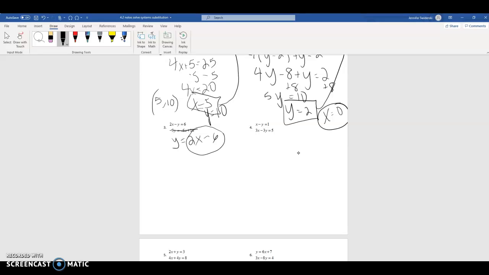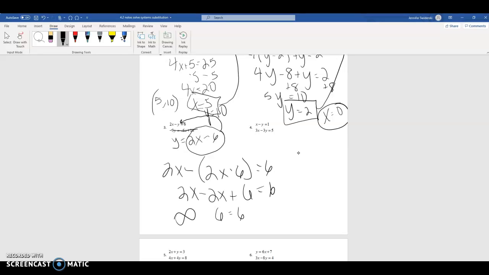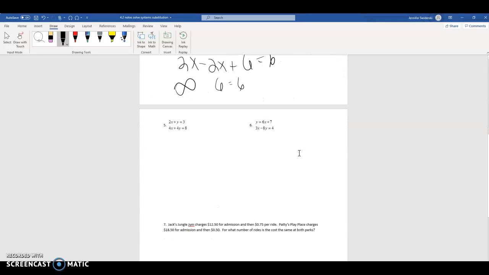So now that this is isolated, I'm going to plug it back into the other equation. I'll get 2x minus (2x minus 6) equals 6. I'm going to distribute that negative, so I get 2x minus 2x plus 6 equals 6. Okay, simplify, I get 6 equals 6. That means these equations are the exact same, so there's infinitely many solutions. All right, I'm going to have you guys try 4 on your own, and I'll come back in for number 5.